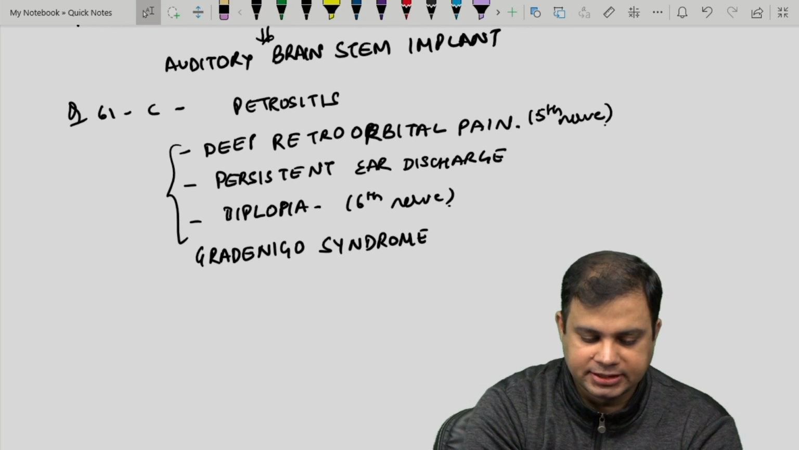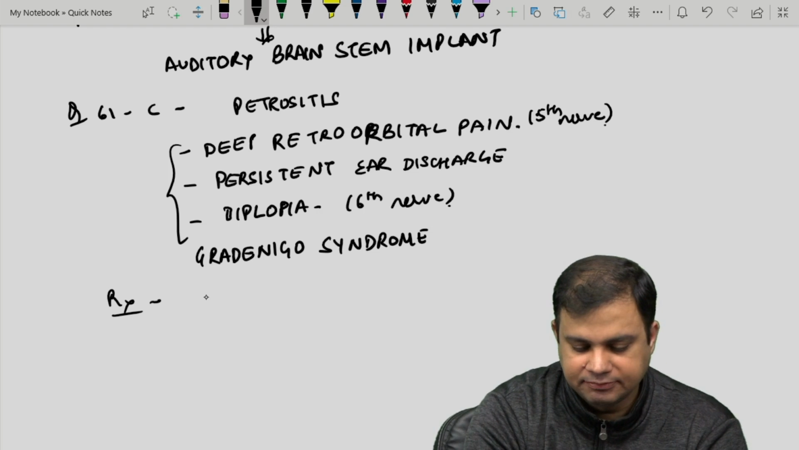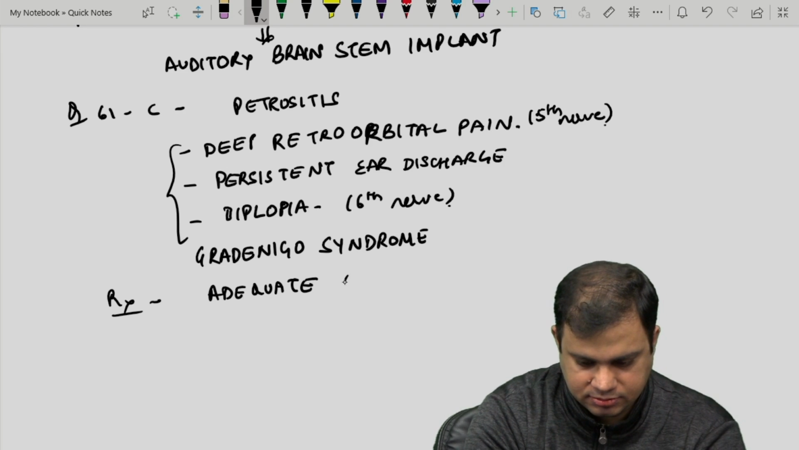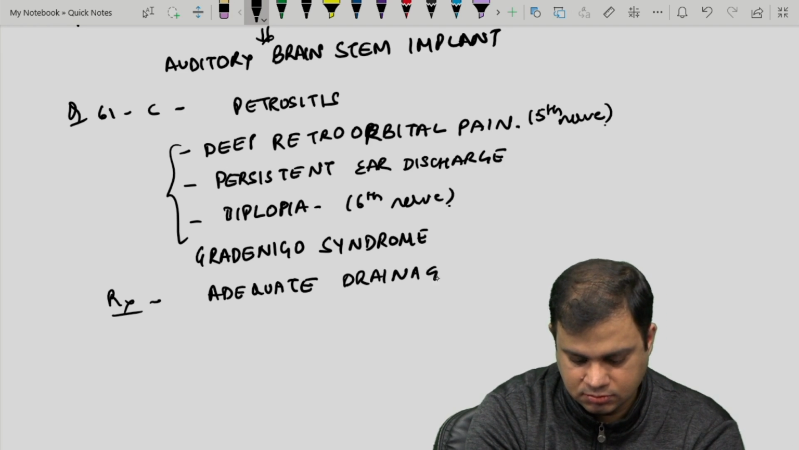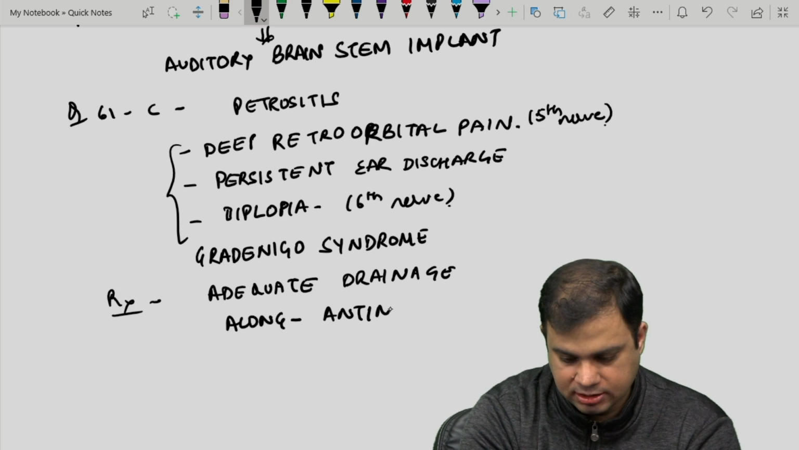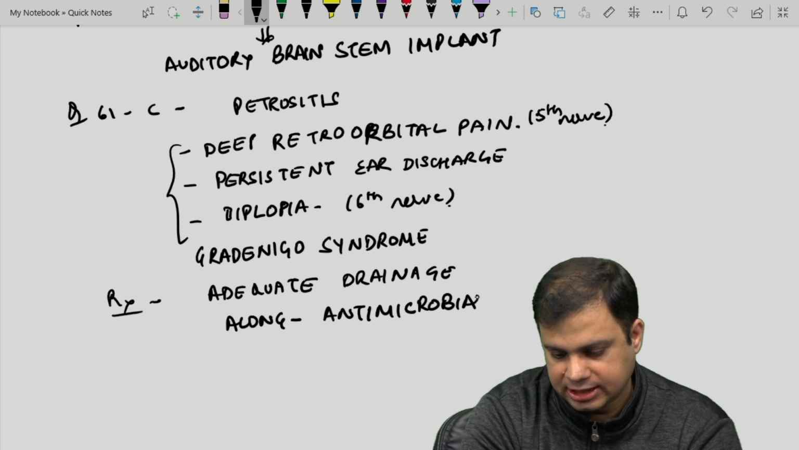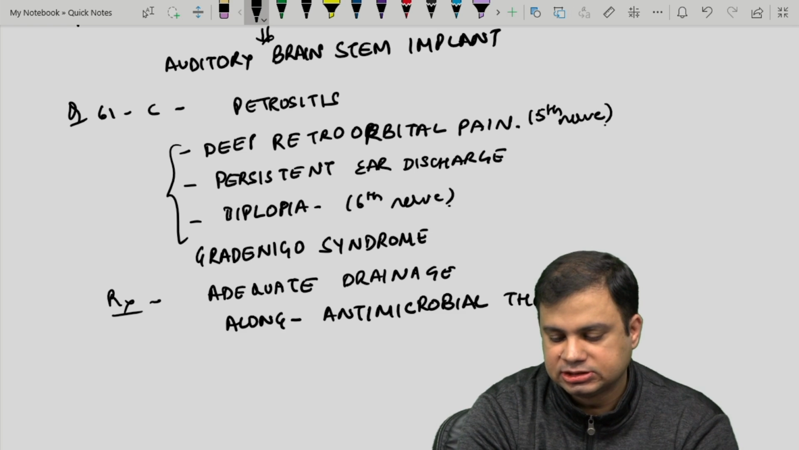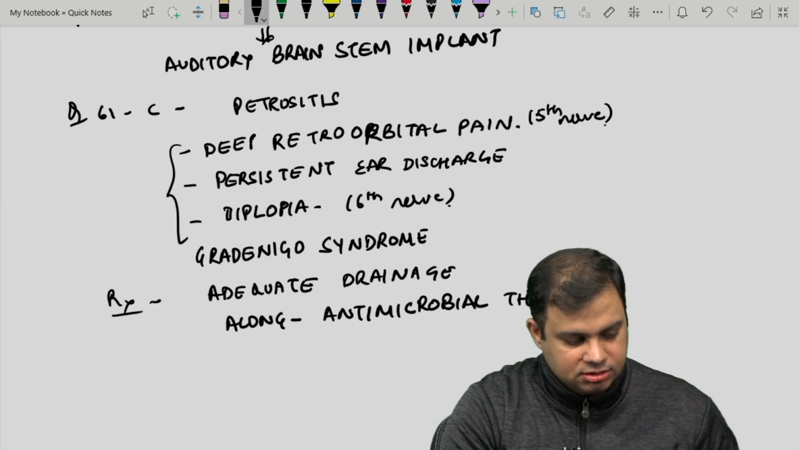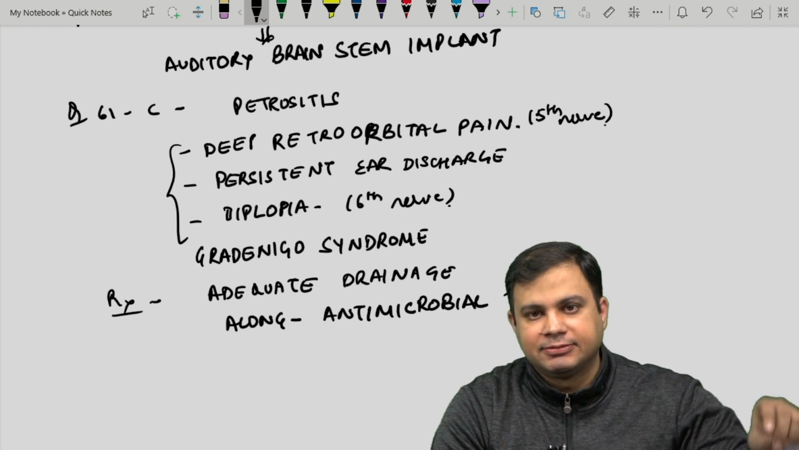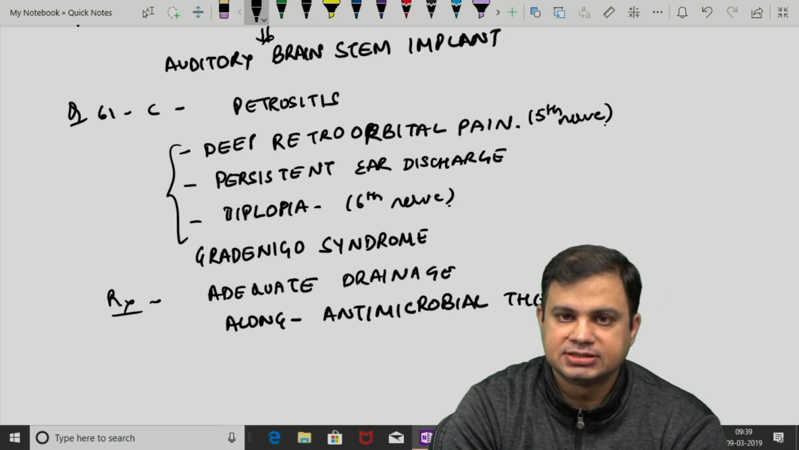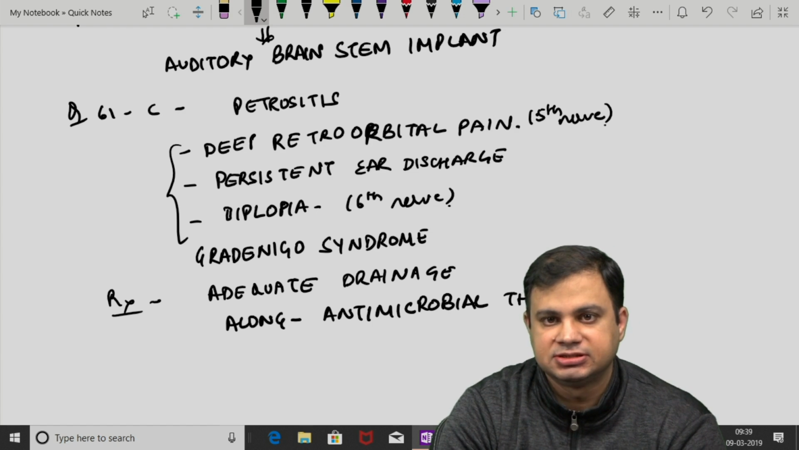And how do we treat Petrositis? The mainstay of the treatment is adequate drainage along with antimicrobial therapy. Depending upon what microorganism has come on the culture, we give the antimicrobial therapy. So, answer is C, that is the patient is having a Petrositis, and in Petrositis we see Gradenigo syndrome.